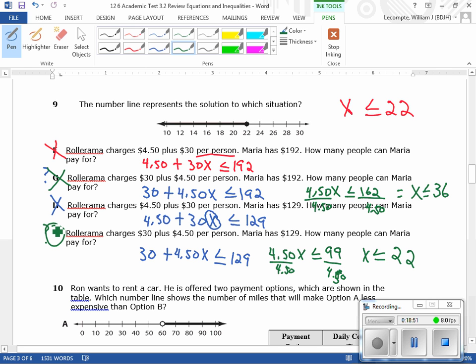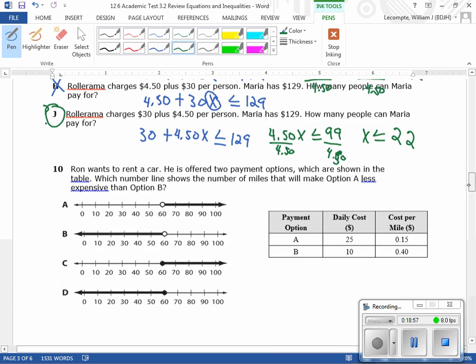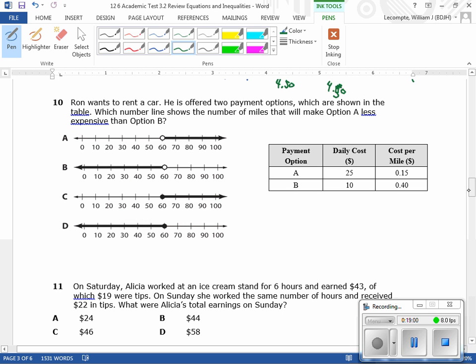All right, you guys have seen number 10 before. Ron wants to rent a car. He has offered two payment options, which are shown in the table. Guys, start working with these tables. You need to learn how to put them together so you can make an inequality out of them. And it says it wants to be less expensive, less than. Less than looks like that. So it says option A, so we got a constant of 25 plus 15 cents per mile. And they want that to be less than the constant plus 40 cents per mile. All right, so let's find out which one is correct.